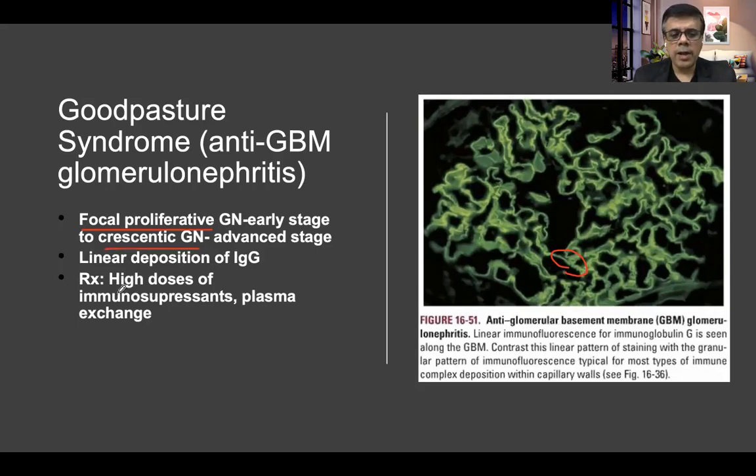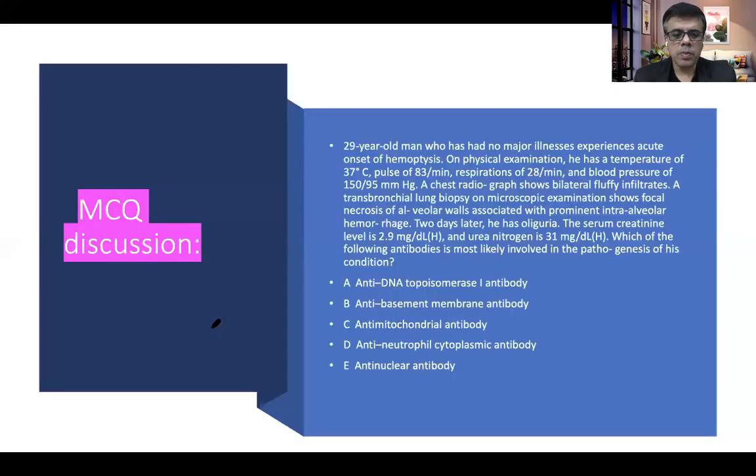Treatment includes high doses of immunosuppressant to decrease the production of the antibodies, and the plasma exchange or plasmapheresis removes the anti-basement membrane antibody present in the plasma of the patient. So both of these therapies have a promising role in the treatment of Goodpasture syndrome.